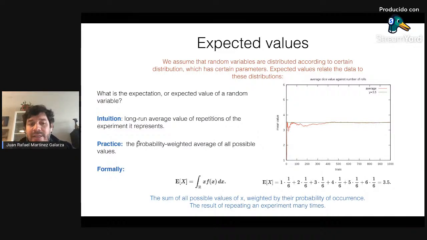What it actually means in practice, and also formally, is that it is the probability-weighted average of all possible values. If you have all possible values of your outcome, and each of those values has a given probability, then you can estimate the expected value of your quantity as a weighted average in which each possible outcome is weighted by its probability. In this case, if the die is fair, you have 1/6 probability for each of the different outcomes, and if you do a weighted average of all of those, you will get your expected value. The expected value is an important quantity because it's what you typically report when you are dealing with a probability distribution function. What is the most likely value that you'll draw from this distribution when you make a particular measurement?